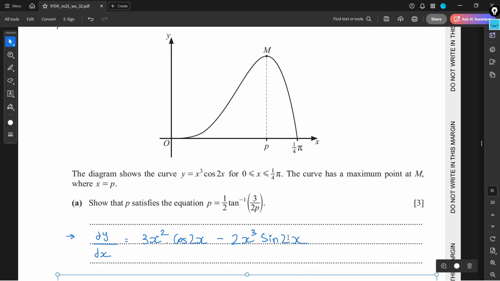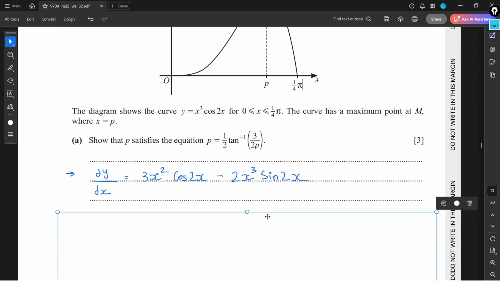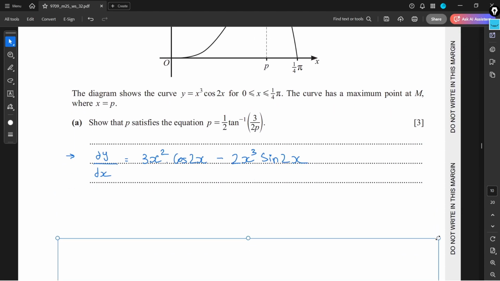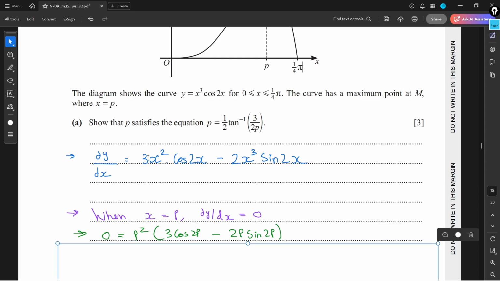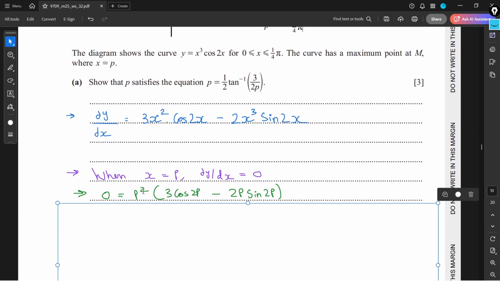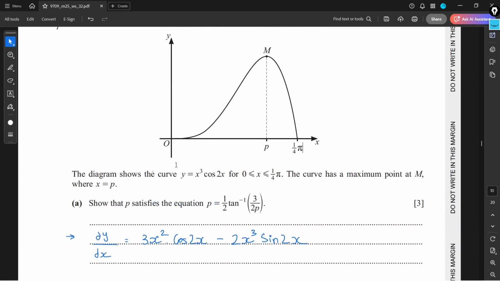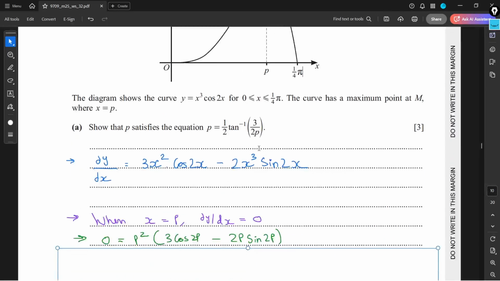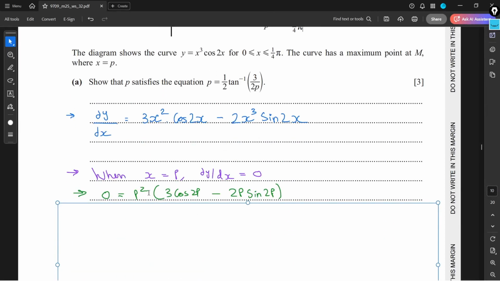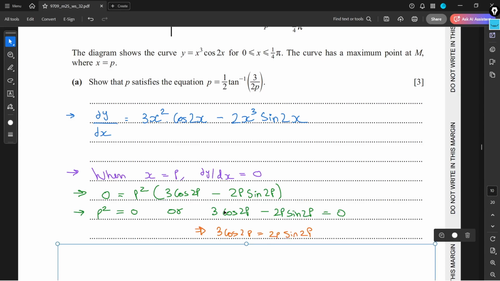Once I have this gradient function for the given curve, I know that at point M, where x is equal to p, my dy/dx also equals 0. I'm going to substitute that in the next step, as you can see over here. Because x squared is a common factor and x is equal to p, I get this particular expression equal to 0. Then p squared is equal to 0 or this bracket is equal to 0. From the diagram, clearly we can see that p does not equal 0.